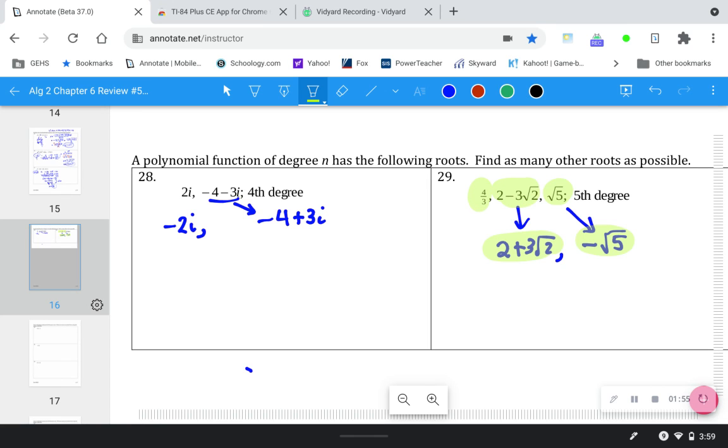So make sure you don't change the sign on just a rational number, because they do not come in conjugate pairs like the other ones do. You only change the sign if it's got a square root part to it or an i part to it, which are really the same thing since i is defined as the square root of -1. All right, so that's it for questions 28 and 29.